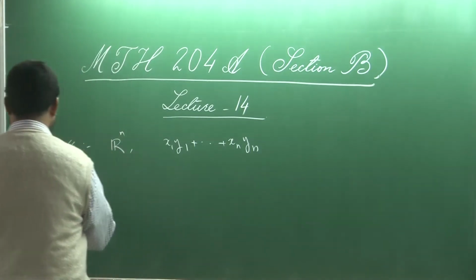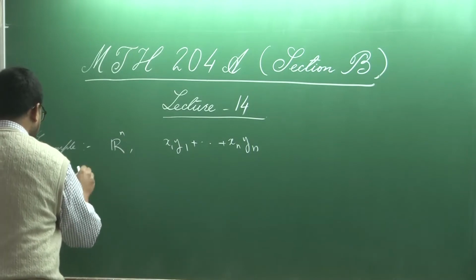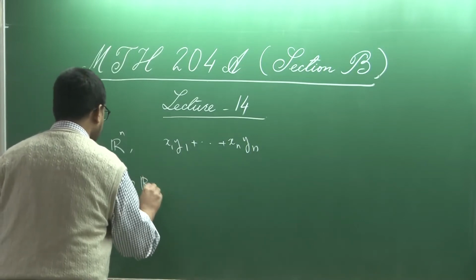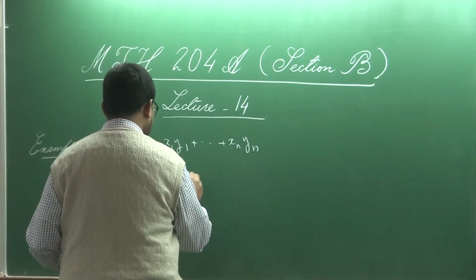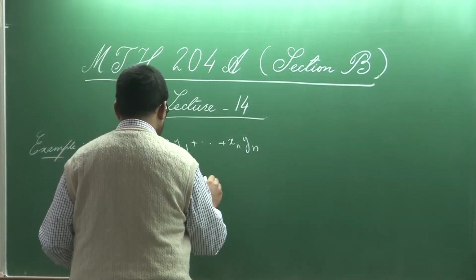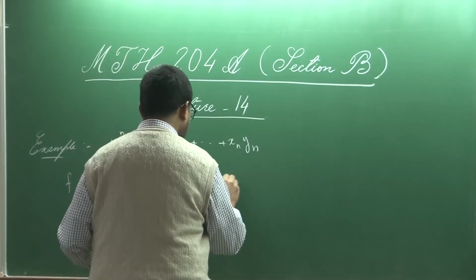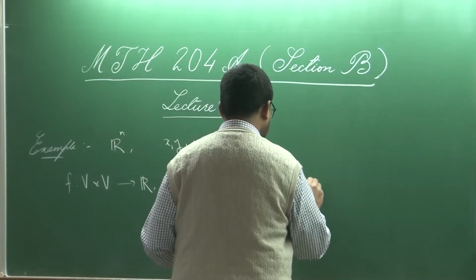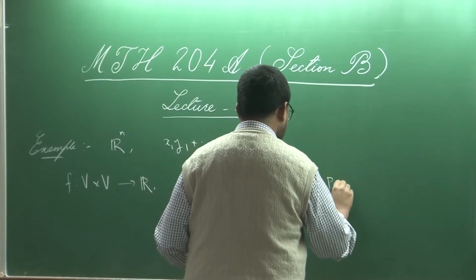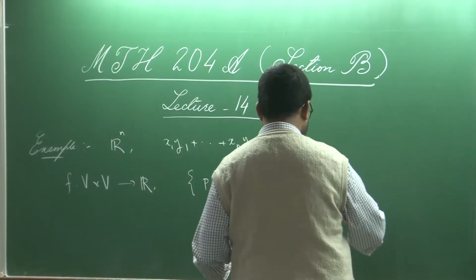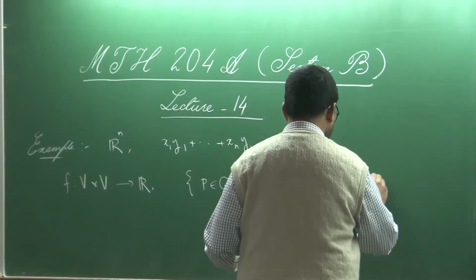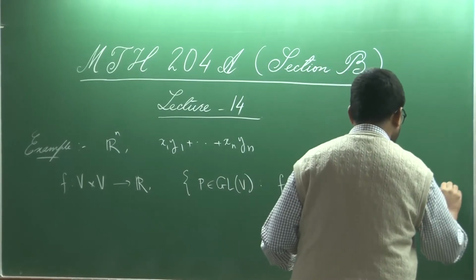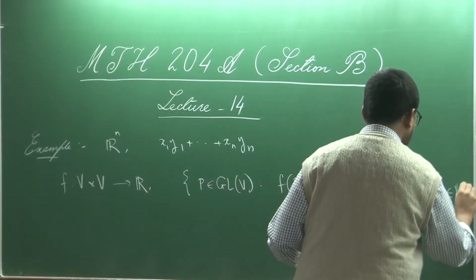Before that let me remind you, given a bilinear form f on a vector space V, by stabilizer I mean the following subgroup: P belongs to GL(V) such that f(Px, Py) is f(x, y) for all x, y in V.